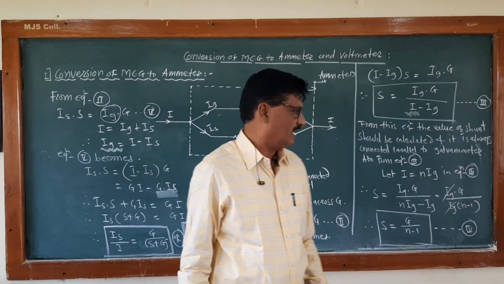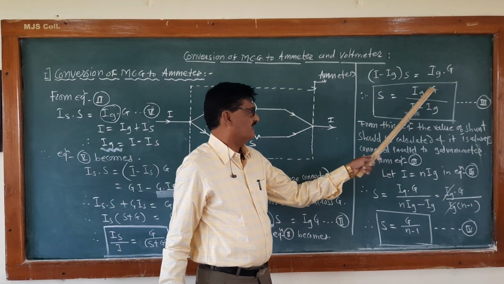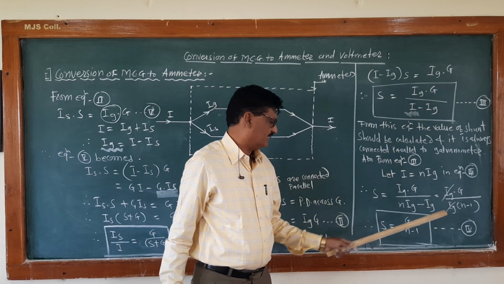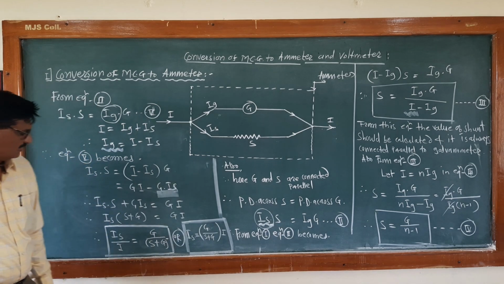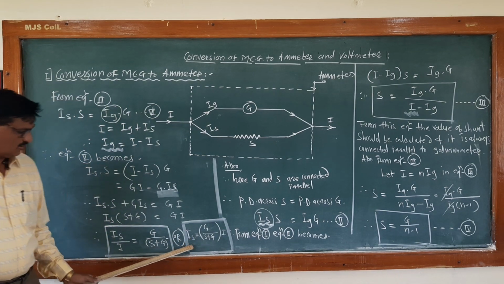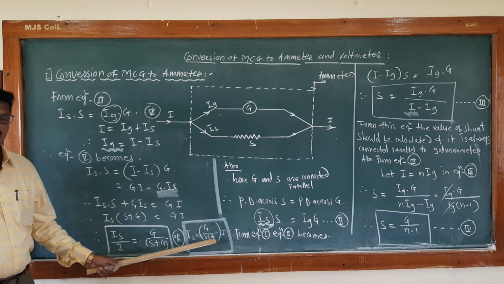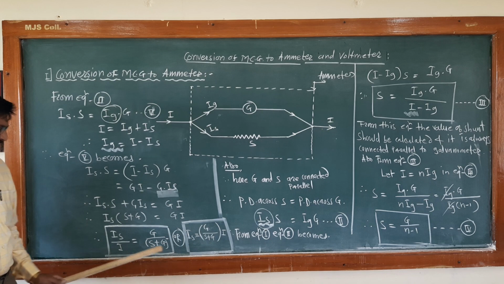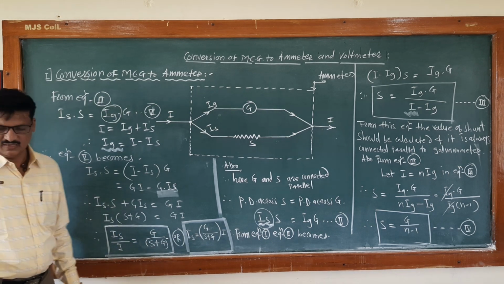2 marks. Find the value of the shunt using this formula: S is equal to IgG divided by I minus Ig. S is equal to G upon n minus 1. Also, sometimes a question may be asked: find the current flowing through the shunt. Is is equal to G upon S plus G multiplied by I. Fraction of current, Is upon I, is equal to G upon S plus G.